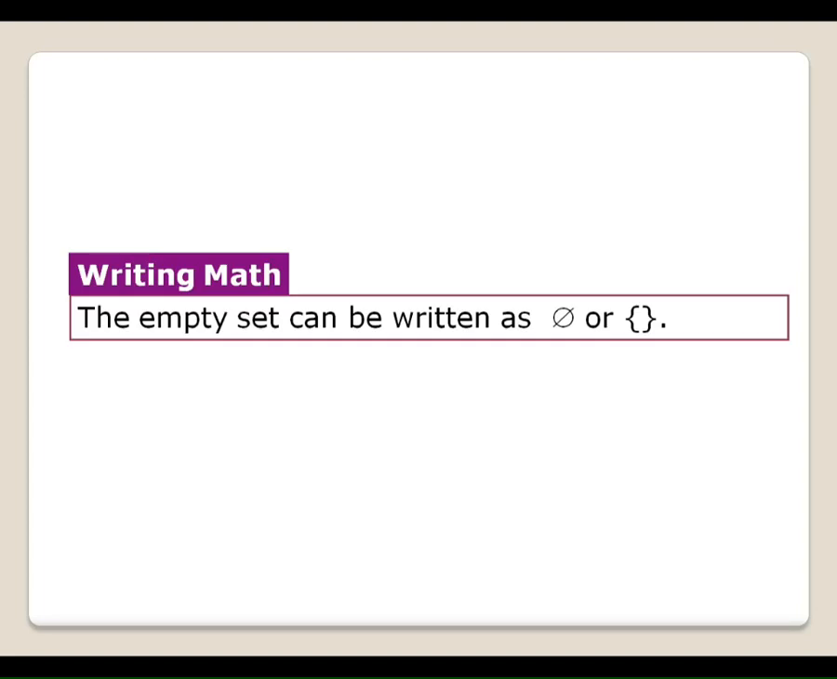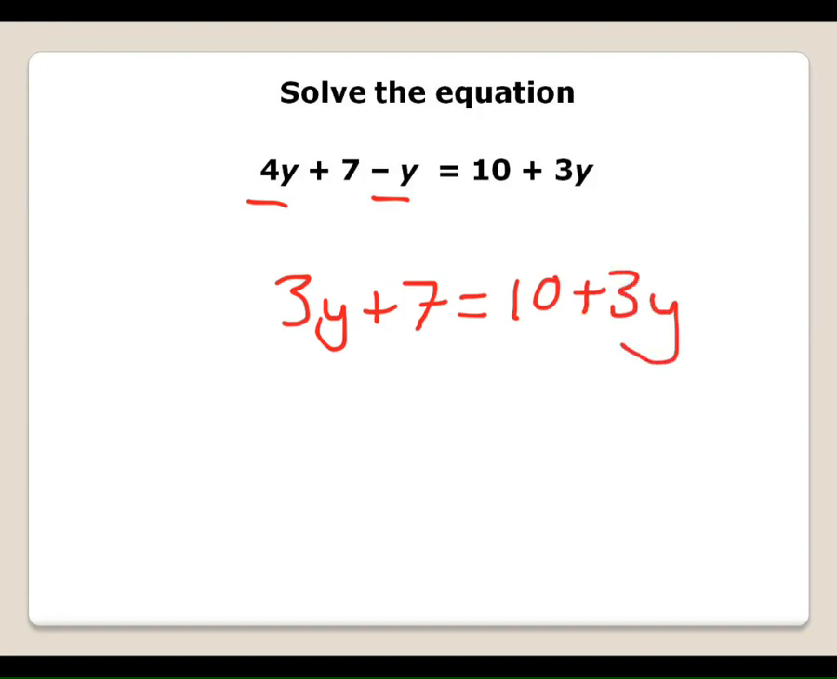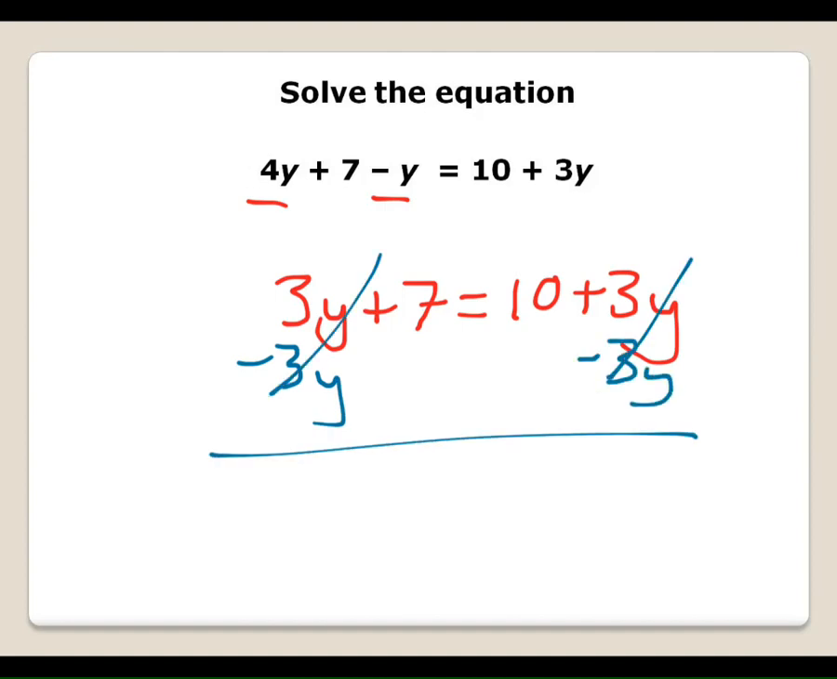The other option is if the variable goes away and you get something that's not true. So let's solve this one, and I'll do this real quick because we don't have any of these. We're going to do our homework together. If I have 4 y's, I take away 1 y, I have 3y plus 7 equals 10 plus 3y. All right, let's get our y's together on one side. So let's say I subtract 3y over here, subtract 3y over here. That leaves me with 7 equals 10. Does 7 equal 10? That's a false statement, right?